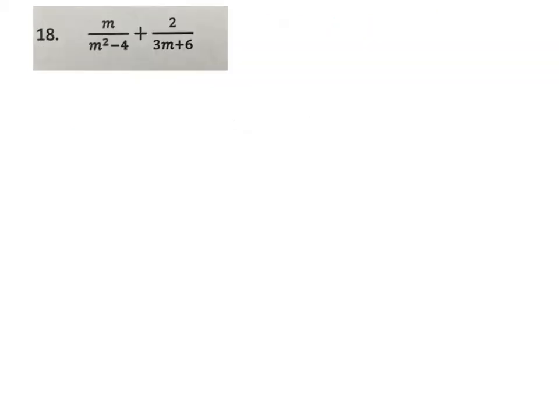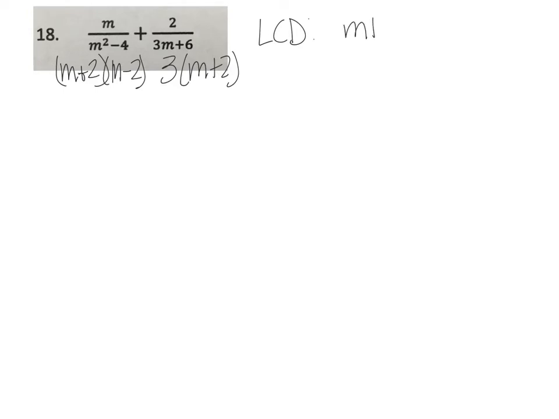Okay, let's look at number 18. We have m over m squared minus 4 plus 2 over 3 plus 6m. So in order to find my LCD, I want to factor: m plus 2, m minus 2, and 3 times m plus 2. So my LCD is what they have in common, m plus 2, and then everything else that's missing, the m minus 2, everything they don't have in common, and the 3.